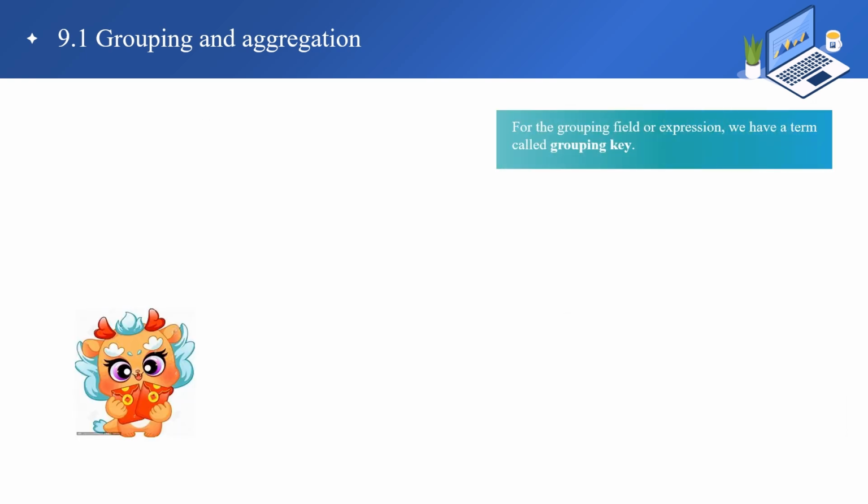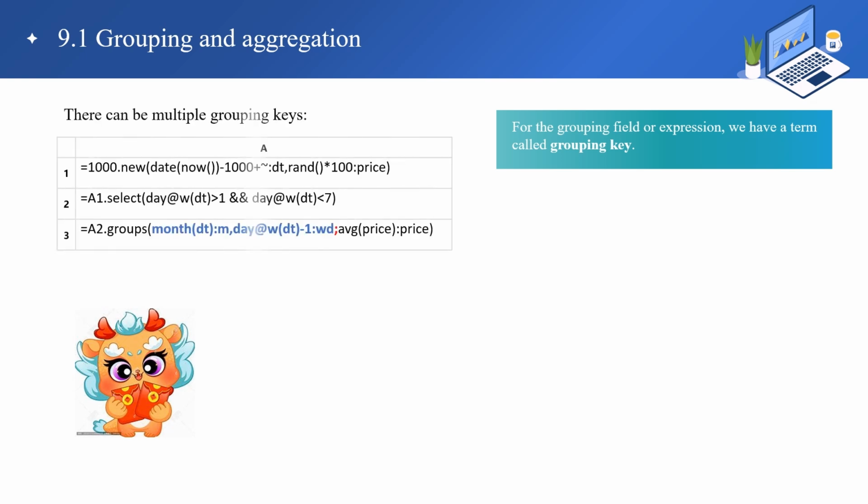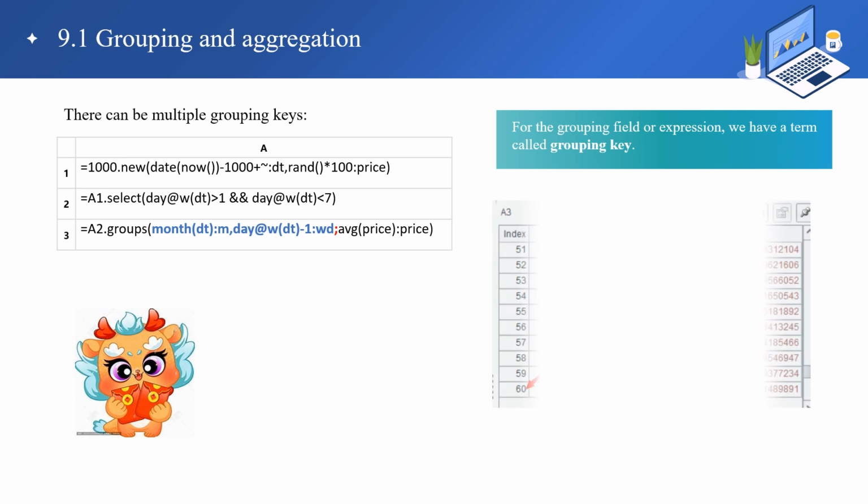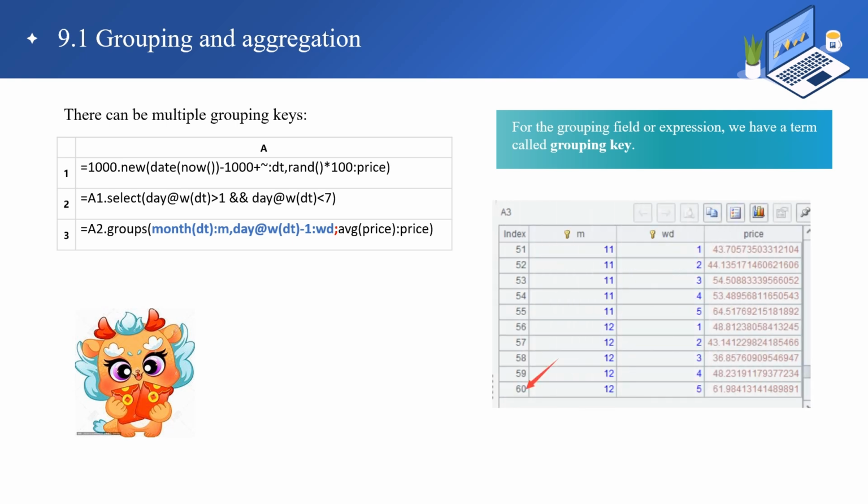For the grouping field or expression, we have a term called grouping key. We will understand why we use the word key when we've learned the later content. There can also be multiple grouping keys. A3 can calculate the average stock price on each weekday of each month.